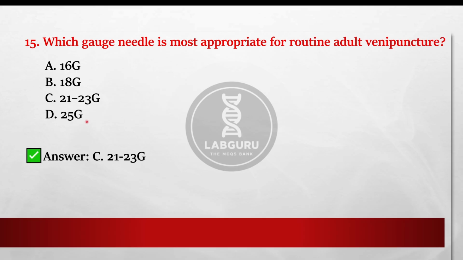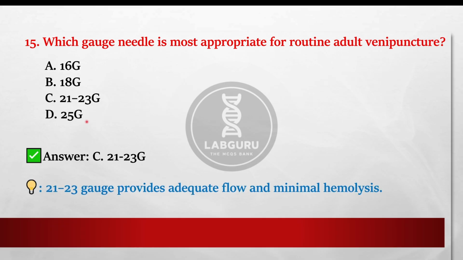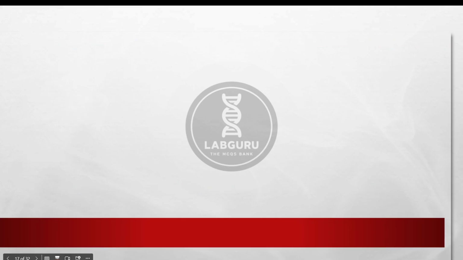So the right answer is option C, that is 21 to 23 gauge, which is preferred for adult vein puncture. It provides adequate blood flow and minimal chance of hemolysis.